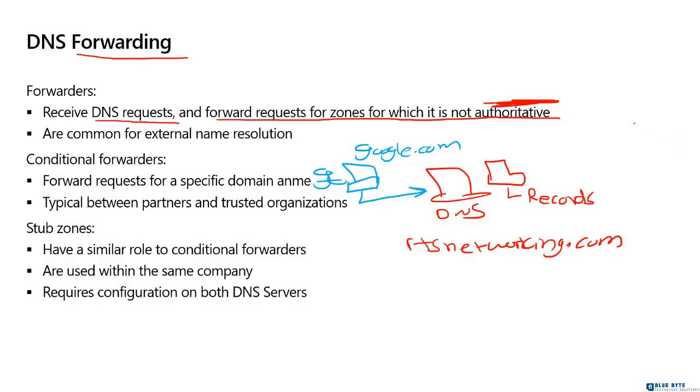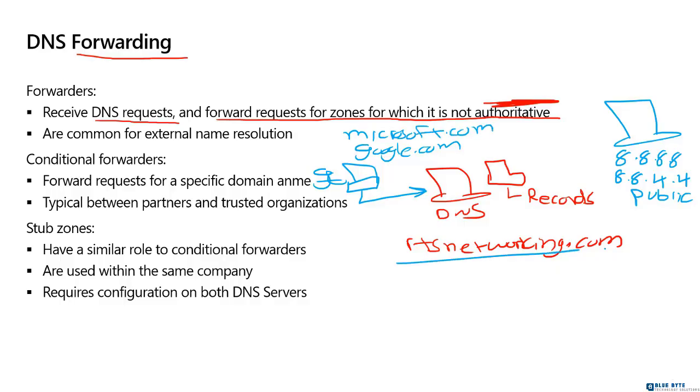A forwarder can be another DNS server out on the internet. Actually, a common one is the Google DNS server, which has an IP address of 8.8.8.8, and they have two of them, and 8.8.4.4. So these are public DNS servers that anyone can use. So what can happen, I can tell this DNS server, when you get a request for any website like Google, Microsoft.com, anything other than RTS networking, you will simply forward that request to this IP address.